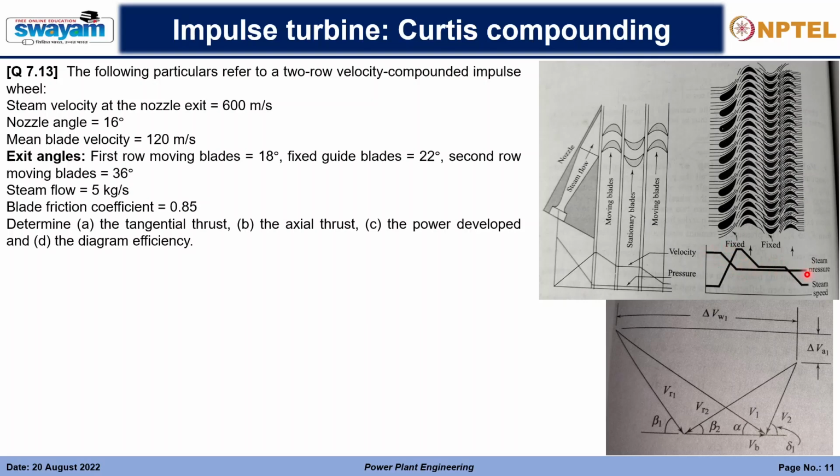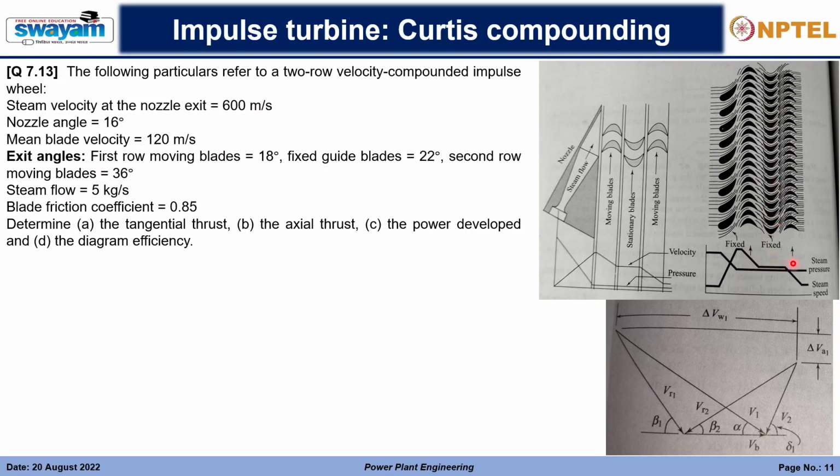The upper line is the steam pressure, and the steam speed is this particular line. So you see that the pressure first decreases in the nozzle, and then the velocity increases, which results in the increase in the blade steam velocity. The pressure which has been reduced in this part remains constant throughout the whole of the stages, but at each moving blade the velocity is reducing. In the fixed blade, there will be no reduction in the velocity.